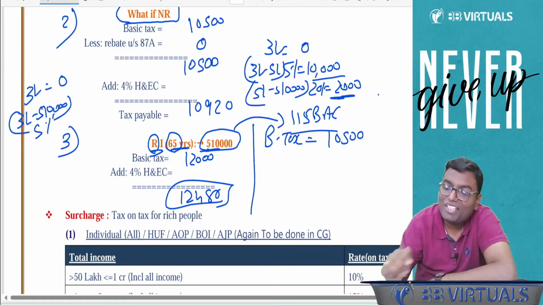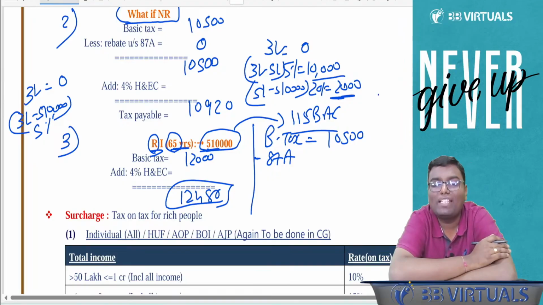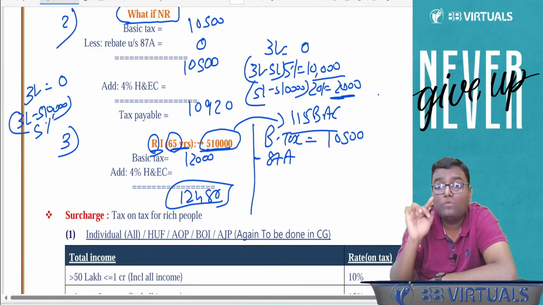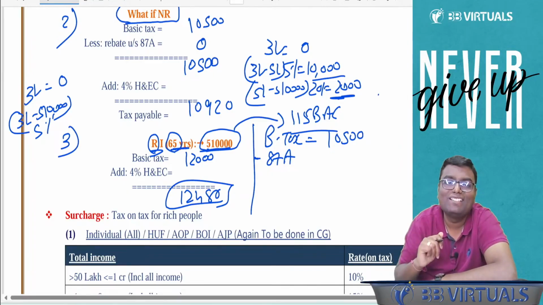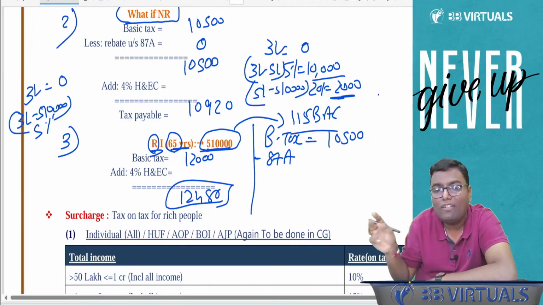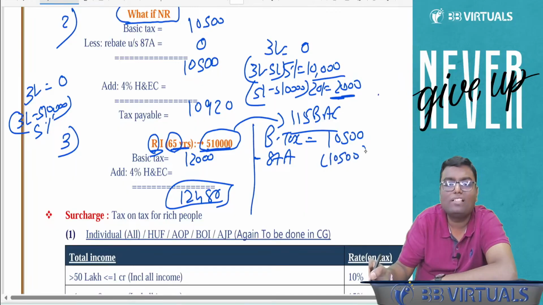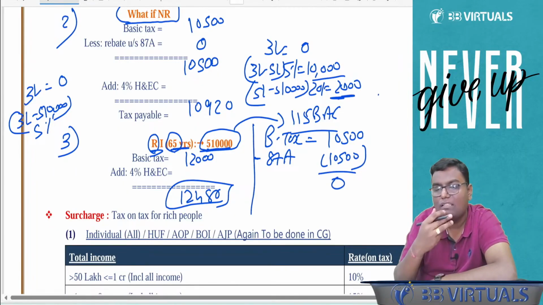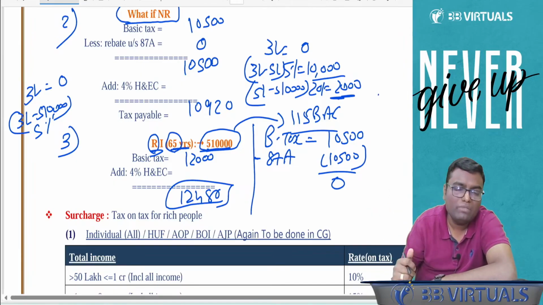No. Here I have to deduct 87A rebate. Why? He's a resident individual and total income is less than or equal to 7 lakh. Because in 115 BAC, the limit comes to 7 lakh. So now he will be eligible for rebate. How much rebate is eligible in 115 BAC? Basic tax or 25,000, whichever is lower. So how much rebate will he get? Full 10,500. What will be his tax payable? 0. So he is at a benefit if he follows 115 BAC.